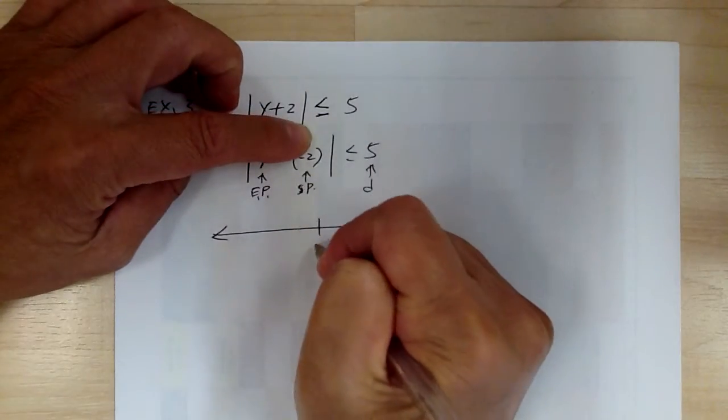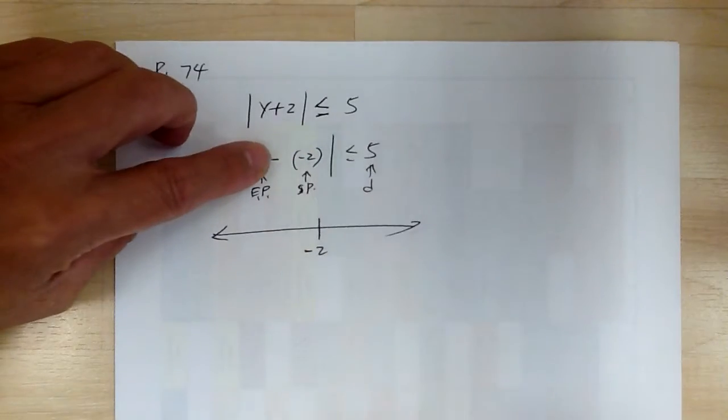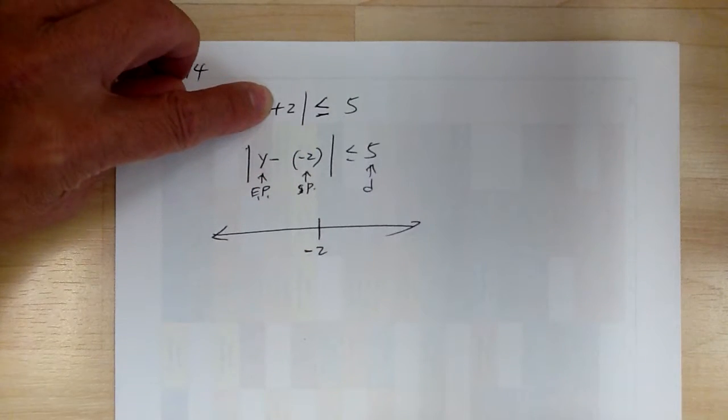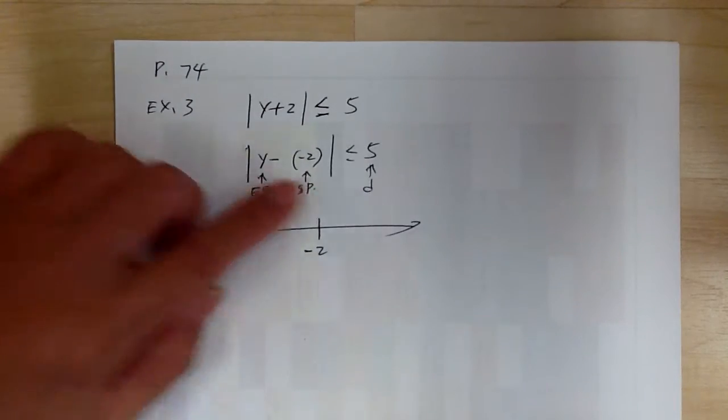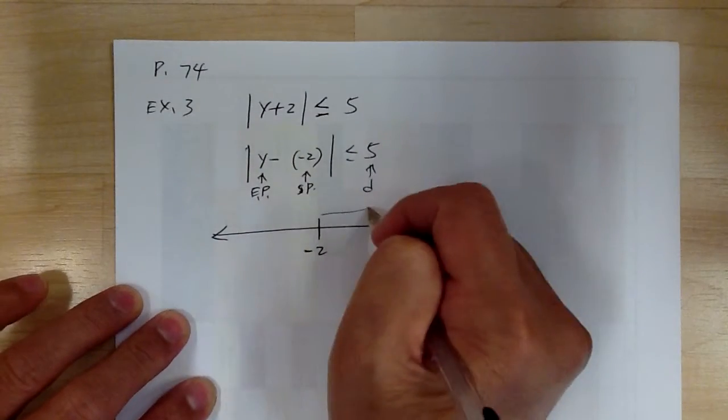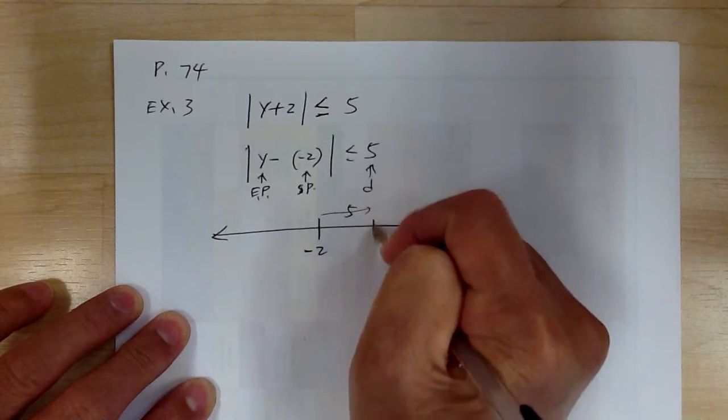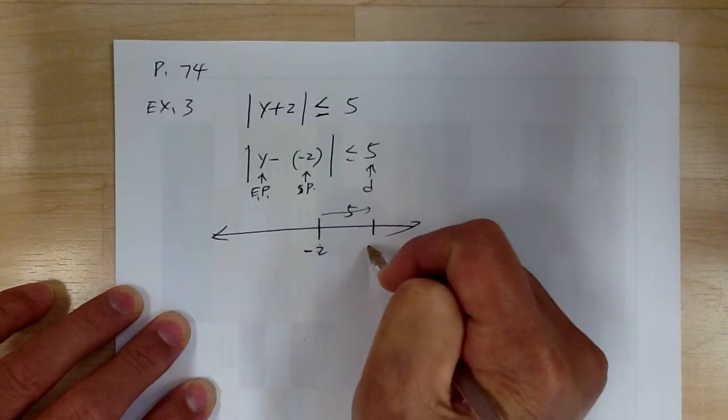So my starting point is negative 2. Now remember, you must have a subtraction. So this is addition, so you need to make it into minus negative 2. Okay, so now the distance is 5. So you go this way, 5. So negative 2 plus 5 will give you 3.